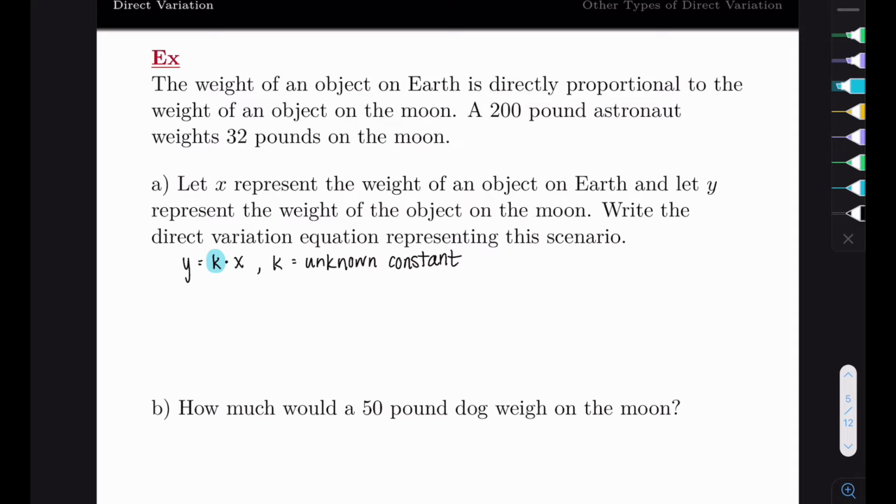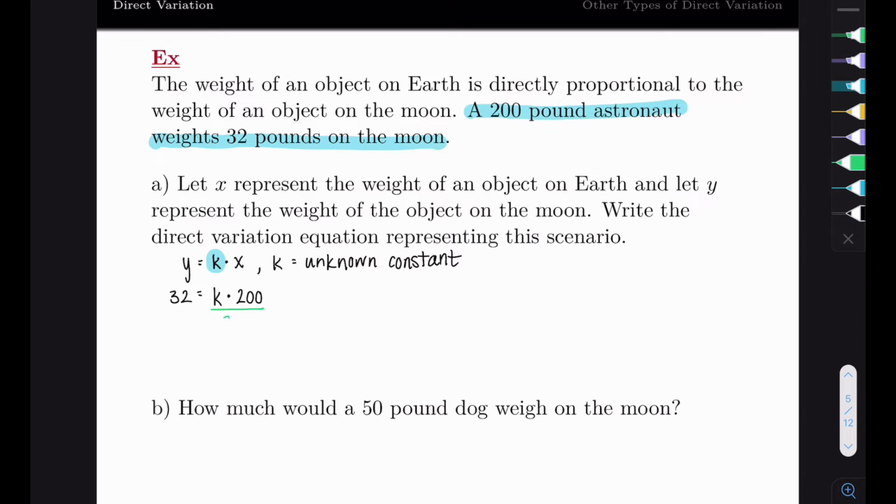But since we do have some pieces of information about the weight of a person on Earth and the moon, we can use that to figure out what this constant is. My constant is unknown, but I know the astronaut's weight on Earth is 200 pounds, and his weight on the moon is 32. So I can fill in those two missing pieces, and then I can solve this equation for K.